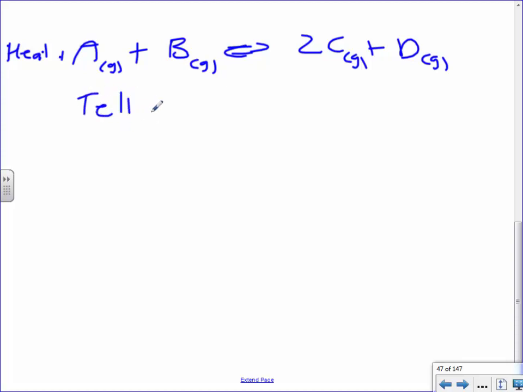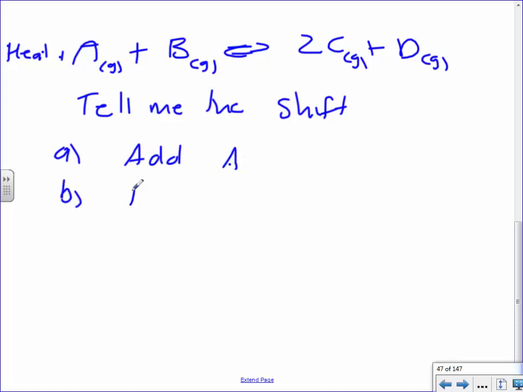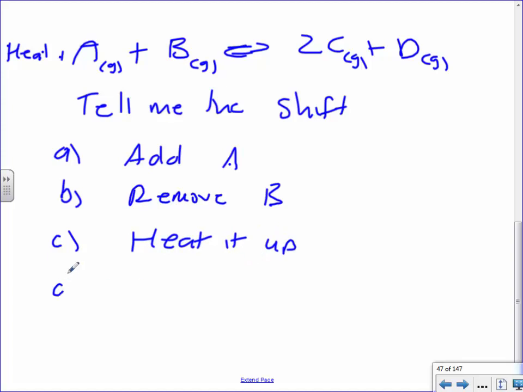Okay. Here's what I'm going to ask you. Tell me the shift under the following circumstances. Let's say that you add A. Let's say that you remove B. Let's say that you heat it up. Let's say that you decrease the pressure. Let's use those four. Tell me which way it would shift under the following four conditions. And I'll give you guys a second to think them through. There's really no work to this. You just look at it and you go, well, it's this one here. So.